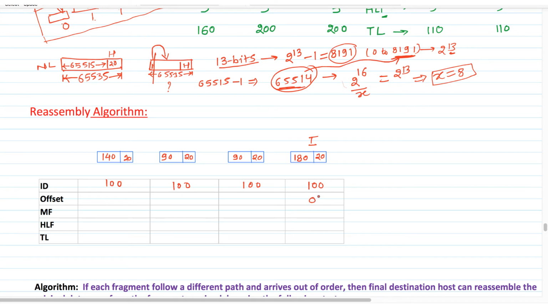and this 0 we are going to divide by 8. Offset value for this is 180 data bytes are there, means 180 divided by 8. For this fragment, total 90 plus 180 means 270 data bytes are ahead. So 270 divided by 8. And for this fragment, total 180 and 180 means 360 divided by 8.